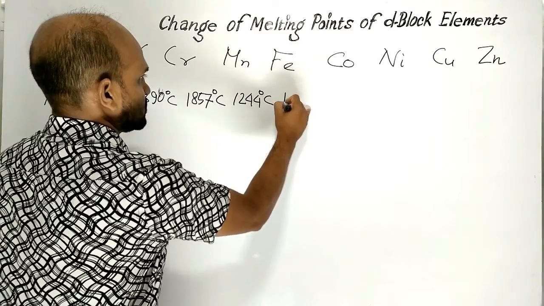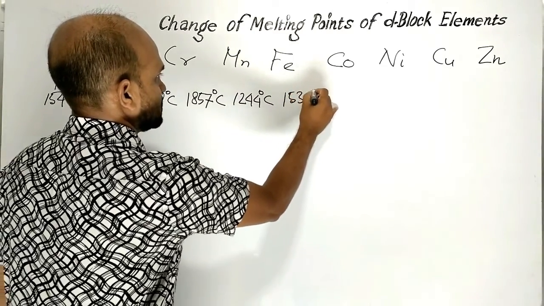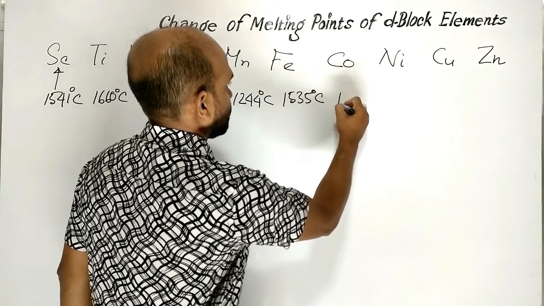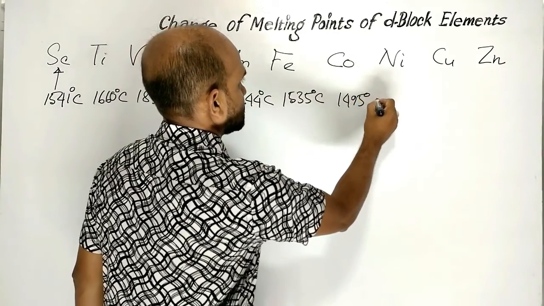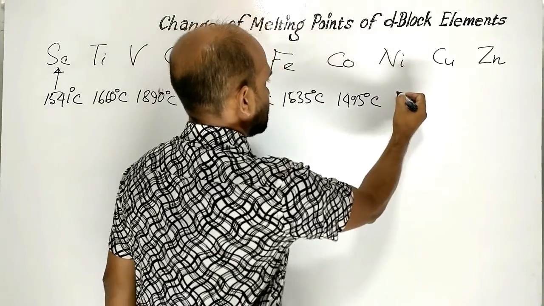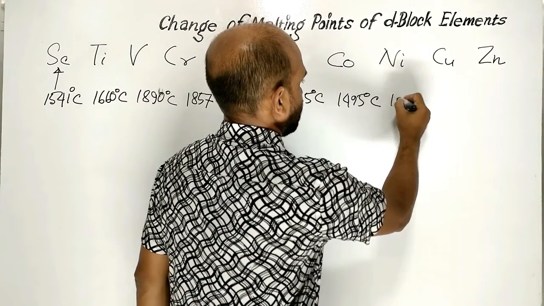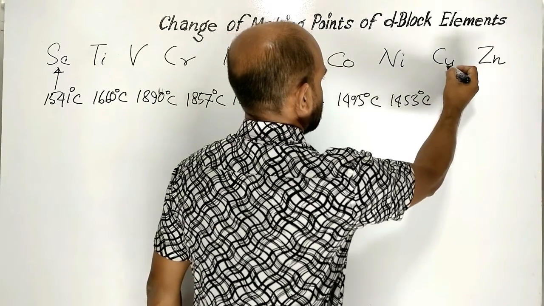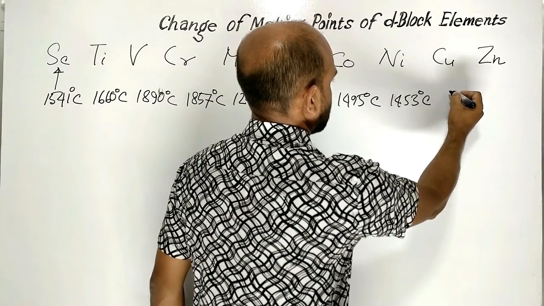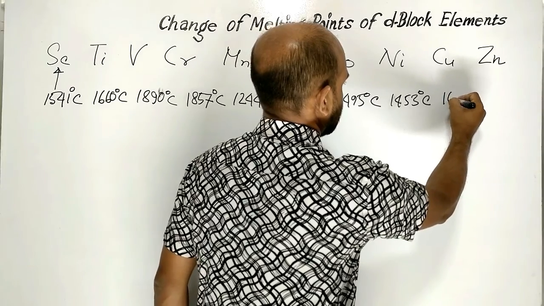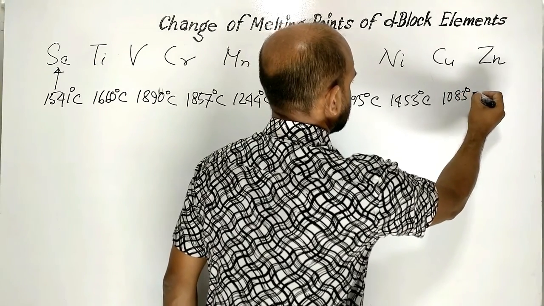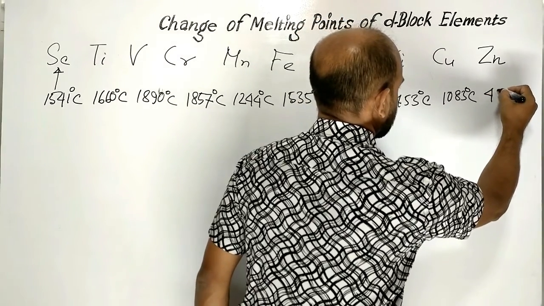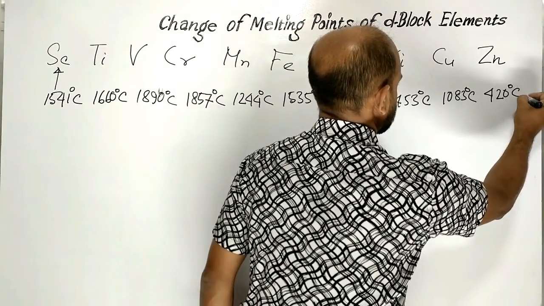For iron, this is 1535 degrees Celsius. For cobalt, 1495 degrees Celsius. For nickel, this is 1453 degrees Celsius. Melting point of copper is 1083 degrees Celsius, and for zinc this is only 420 degrees Celsius.